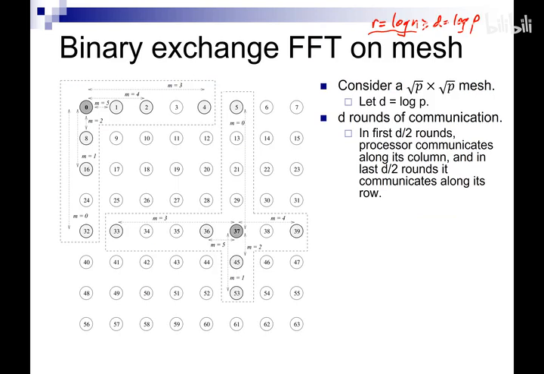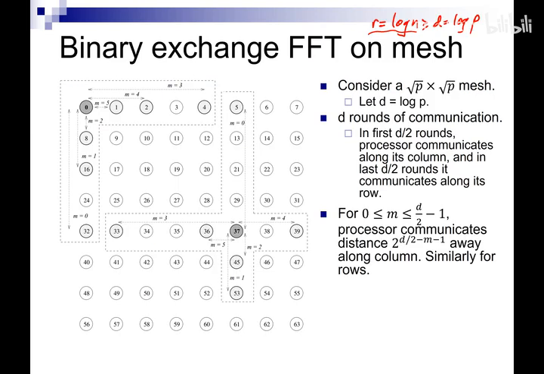So then we have this communication pattern first with the guys in your column, and then with the guys in your row. Now when you're doing this column-wise communication, let's see, the distance of the node that you're communicating with is going to be like this. For the first d over 2 rounds, we're communicating with the guy in the column, and the distance is going to decrease. Initially it's going to be 2 to the d divided by 2 distance, sort of like halfway down the column, and then a quarter, and then an eighth, and so on. And the same thing for the rows.